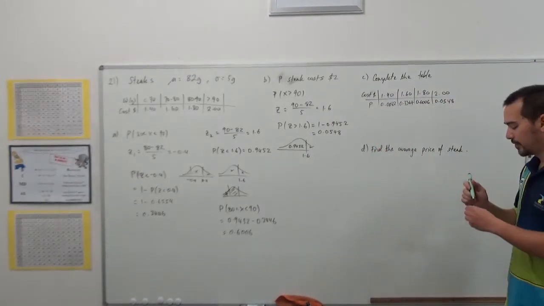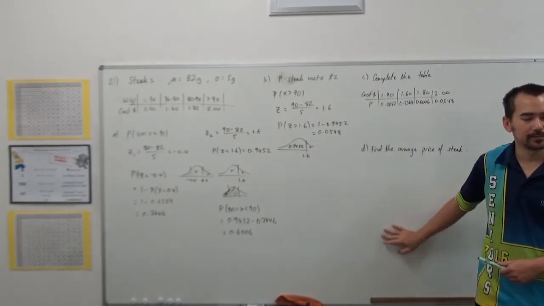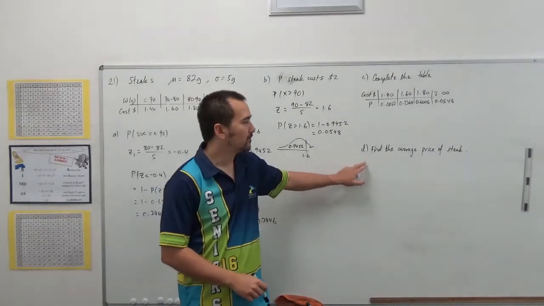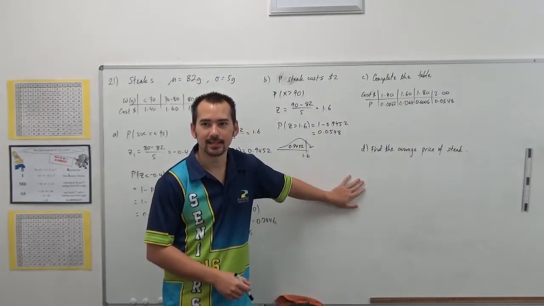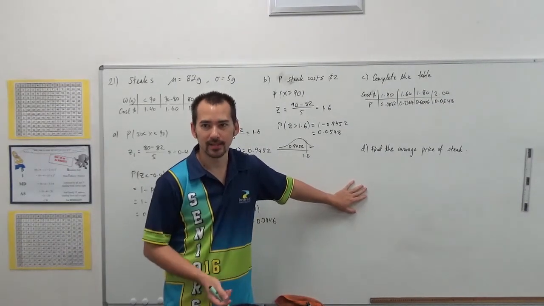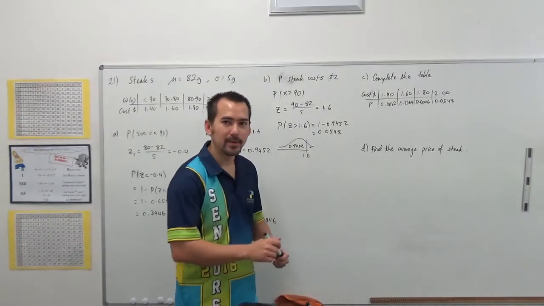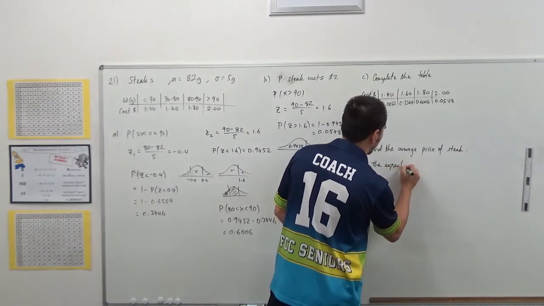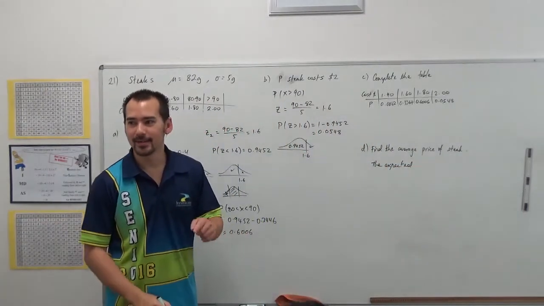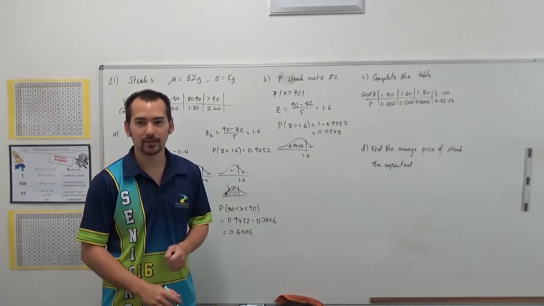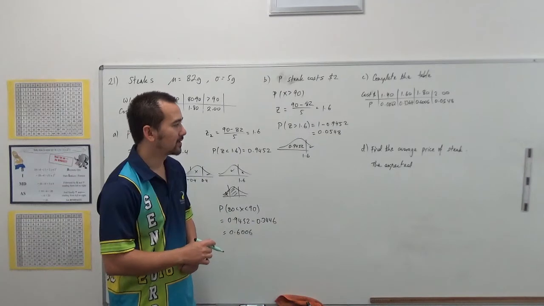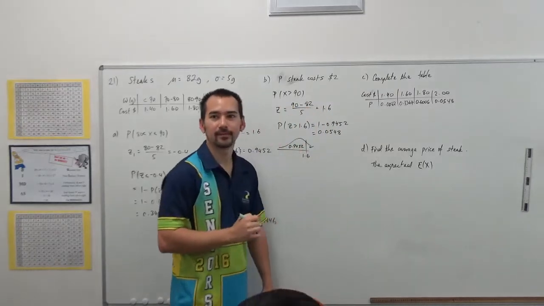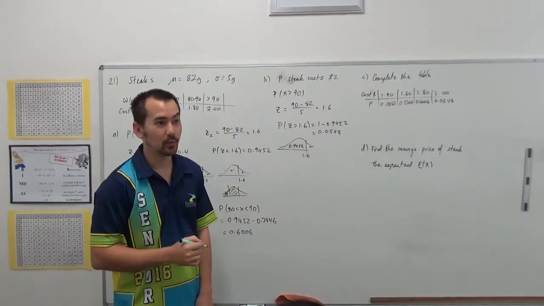Part D says, find the average price of steak. Give me another word for average when it comes to statistics. Mean, right? It's the mean price. Another word for mean is the expected price. Now, last year, I'm sure you would have done this with Mr. Dobbins, so it's a bit of a recap. The expected looks like this, and that's average, or mean.